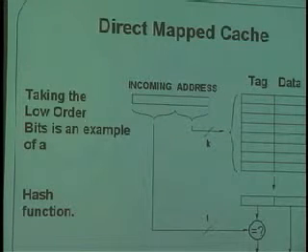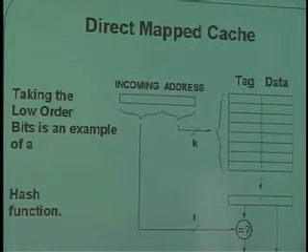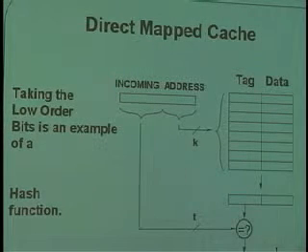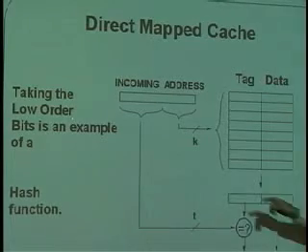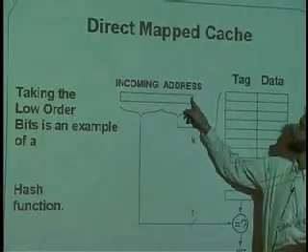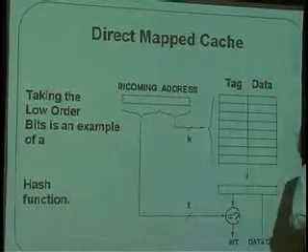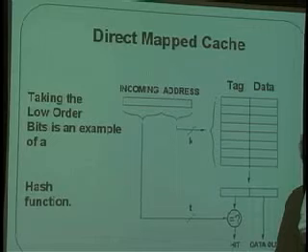Now, sort of a polar opposite to the fully associative cache is what's called a direct map cache. And in here, there is an absolute constraint on where every piece of data is going to go in the cache. And in particular, what we're going to do is take the incoming address and hash it. Now, you guys did hash functions, yes or no? You mentioned hash functions. Okay.